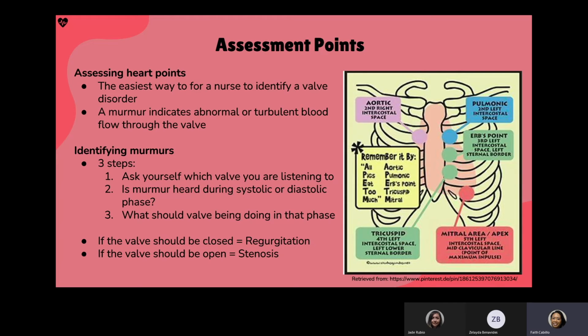If the valves should be closed, you have regurgitation. If the valve should be open, you have stenosis. For example, if your mitral valve is open during the systolic phase when it should be closed, this indicates that you are dealing with a mitral valve regurgitation.